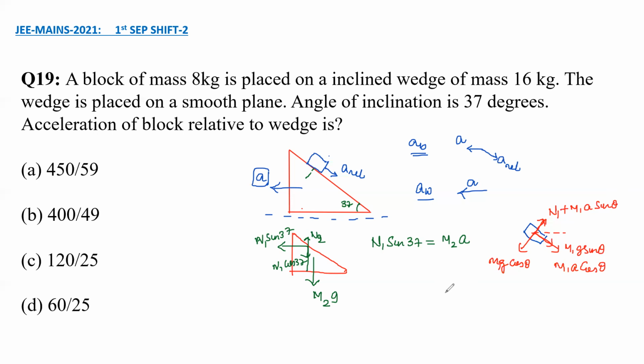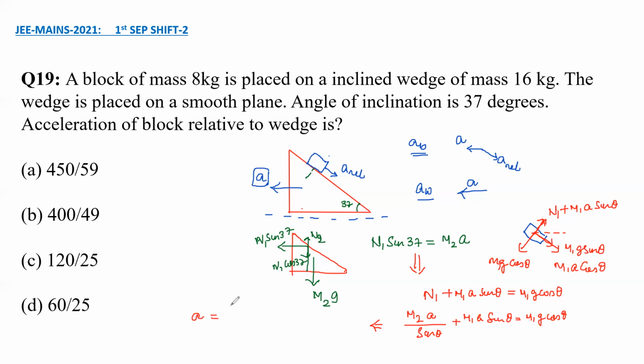And therefore, we know that along the normal direction relative to the inclined plane, the block is actually having zero acceleration. So we can equate N1 plus M1A sine theta to M1G cos theta. But from above, N1 is equal to M2A divided by sine theta or sine 37, and plus M1A sine theta is equal to M1G cos theta, and that will help us getting A. So A is equal to M1G cos theta.